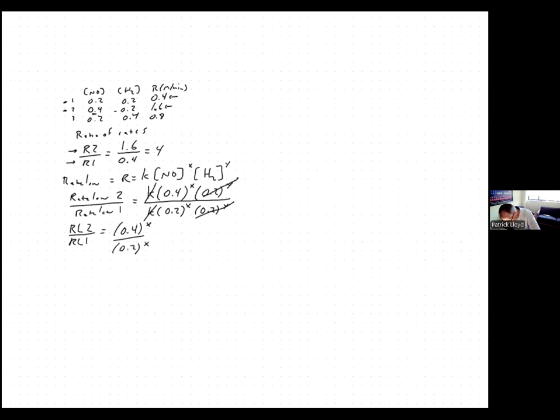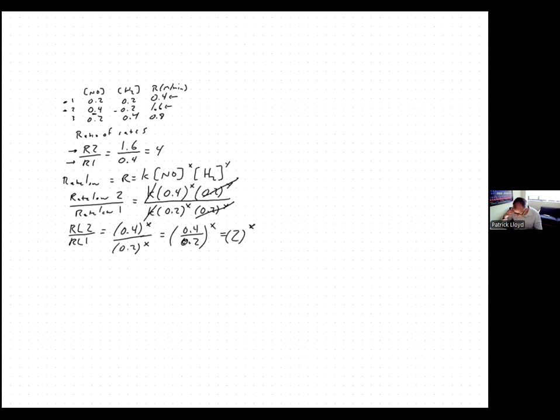And one of the rules of exponents is that if you have a number raised to an exponent divided by a number raised to the same exponent, so X is the same exponent, then you can simplify this and write it as 0.4 over 0.2 in the parentheses to the X. Okay? So as long as it's X, if let's say X is 1, it'd be raised to the first power, raised to the first power. If it was a 2, raised to the second power in both the numerator and denominator, you can do that. 0.4 over 0.2 is just 2. So this is 2 to the X. And our goal is to find out what X is.